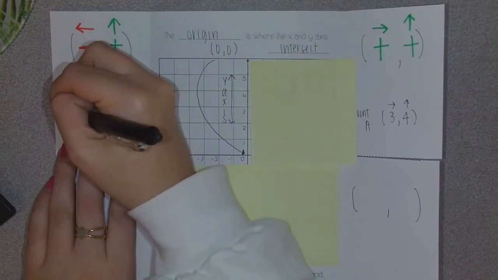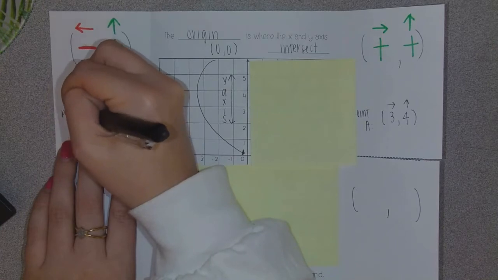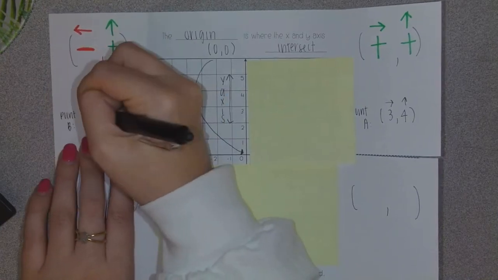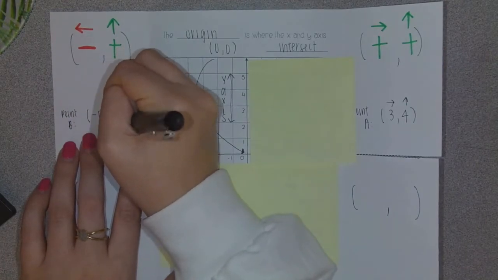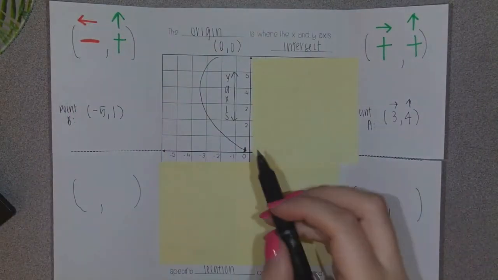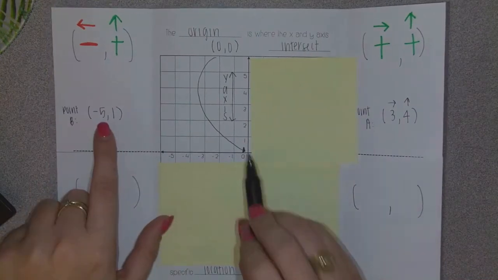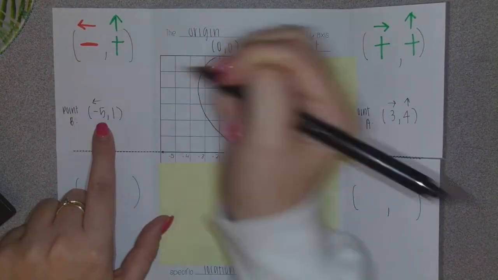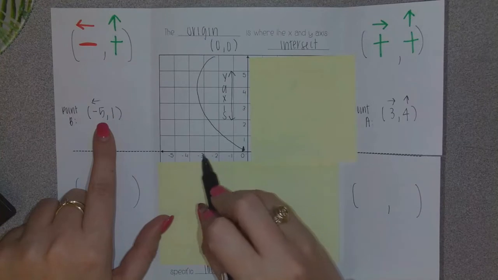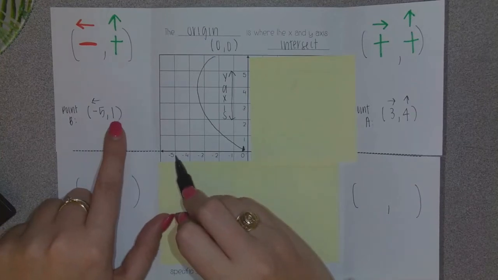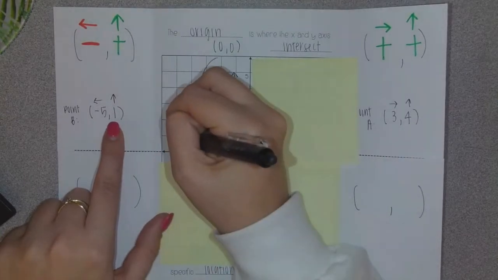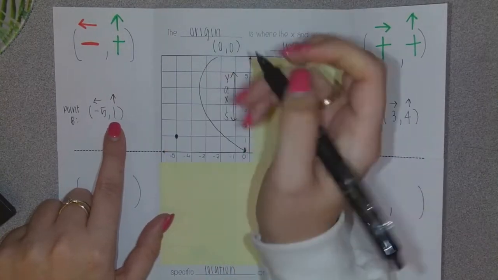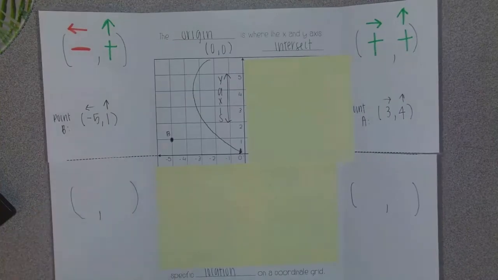So I'm going to say that this is point B. And point B is at the ordered pair, negative 5, 1. So again, I'm going to start at my origin, and that negative 5 tells me I'm moving to the left 5 spaces. So 1, 2, 3, 4, 5. Then my y value of positive 1 tells me to move up 1 space. So I'm going to put a dot on that location and label it point B.